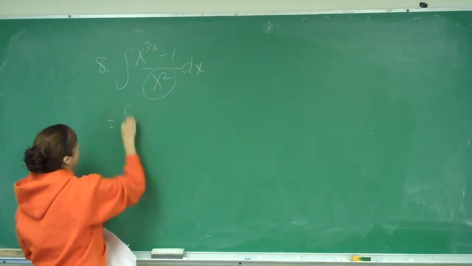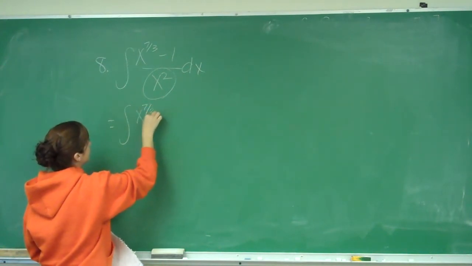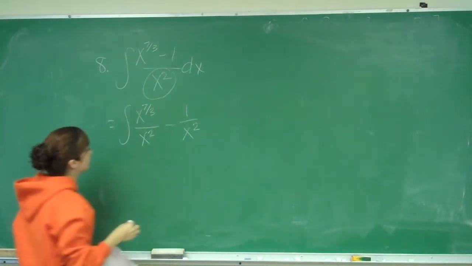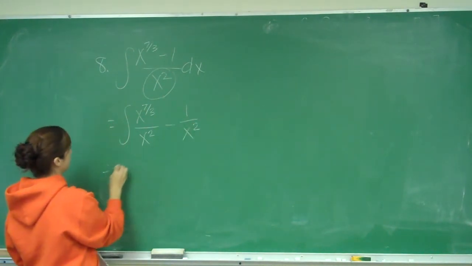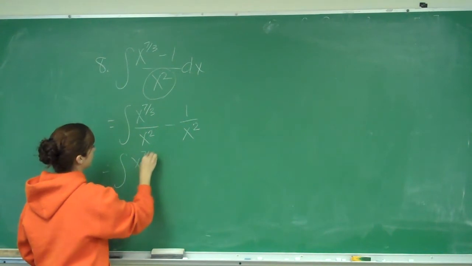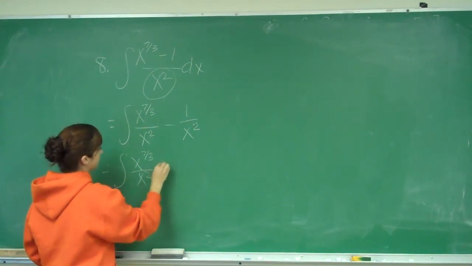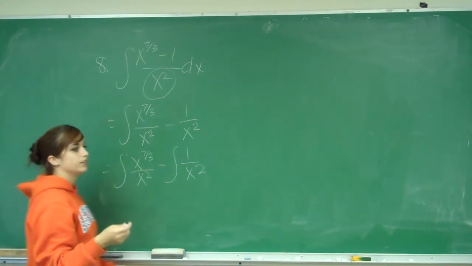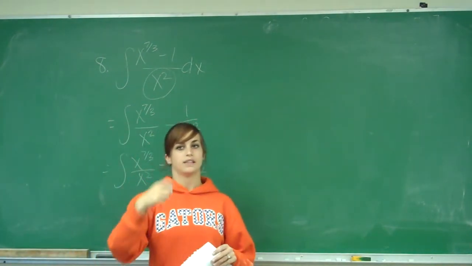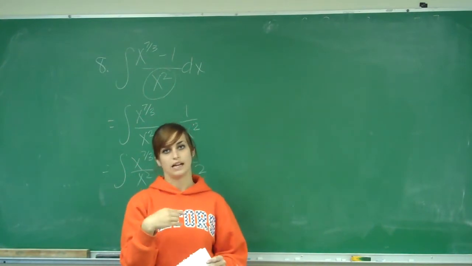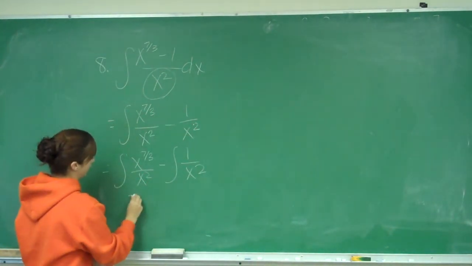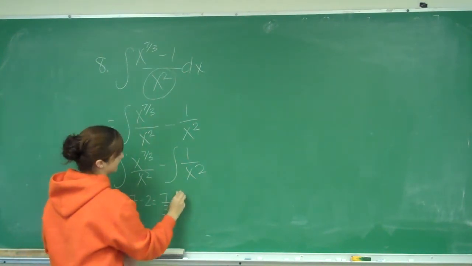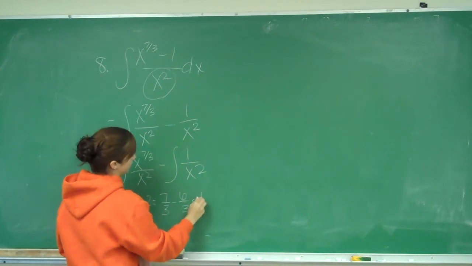So I'm going to split it up as x to the 7/3 over x squared minus 1 over x squared. Okay? And now I can make this two integrals: the integral of x to the 7/3 over x squared minus the integral of 1 over x squared. Now you should remember that if I have the same base and I'm dividing, I subtract my exponents. So here I have 7/3 minus 2, which is 7/3 minus 6/3, which is 1/3.